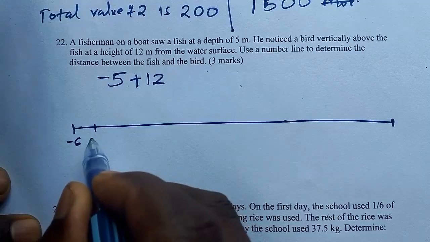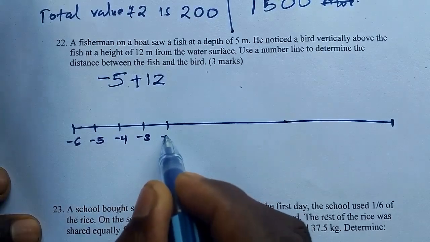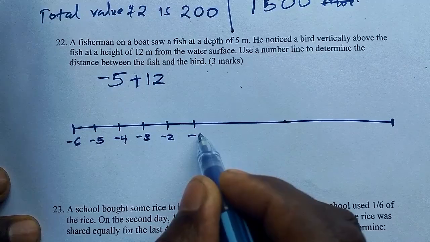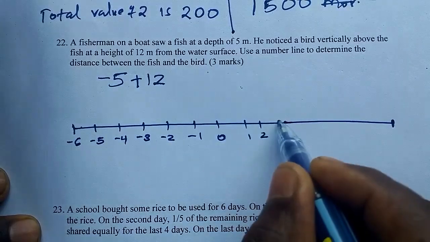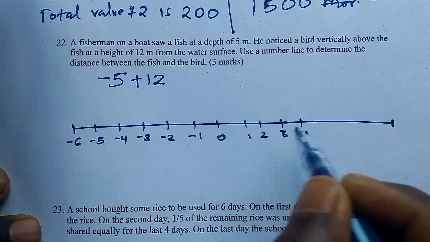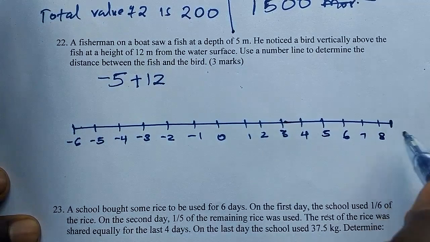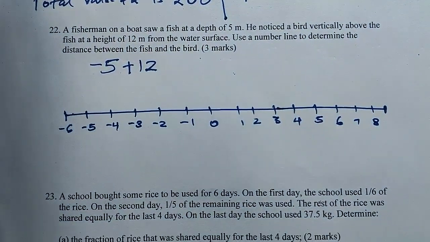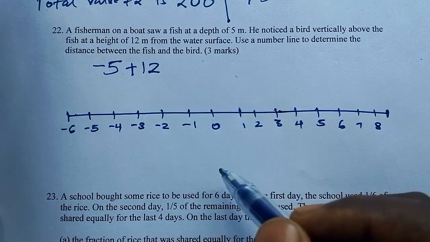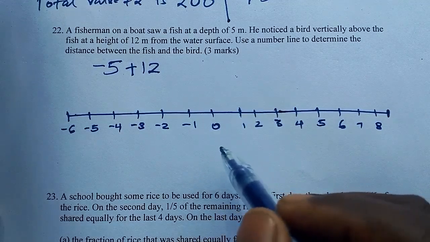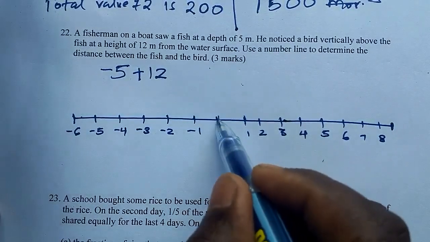-6, -5, -1, 0, 1, 2, 3, 4, 5, 6, 7, 8. So that is a number line. We assume that the water level is 0, because the surface of the water separates the earth, the atmosphere, and the water. So we take it to be 0.